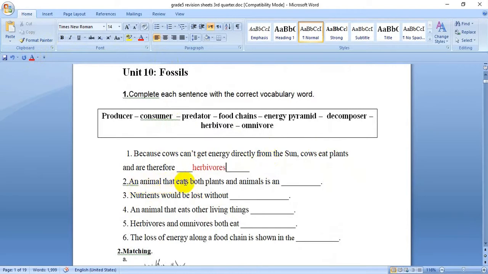And now question 2. An animal that eats both plants and animals, the animal that can eat both, like bears, like raccoons, we call them, if you remember, grade 5, omnivores.